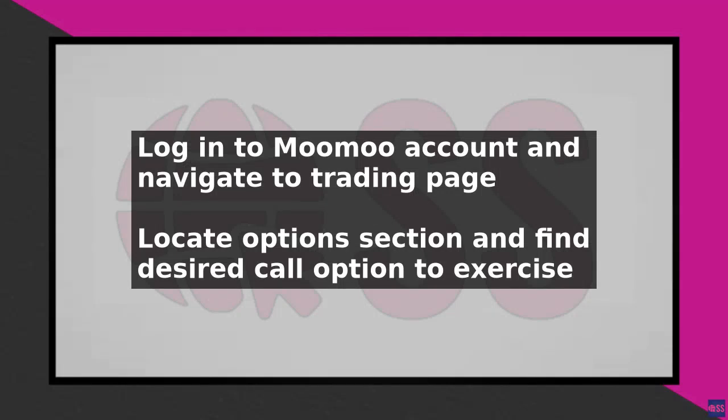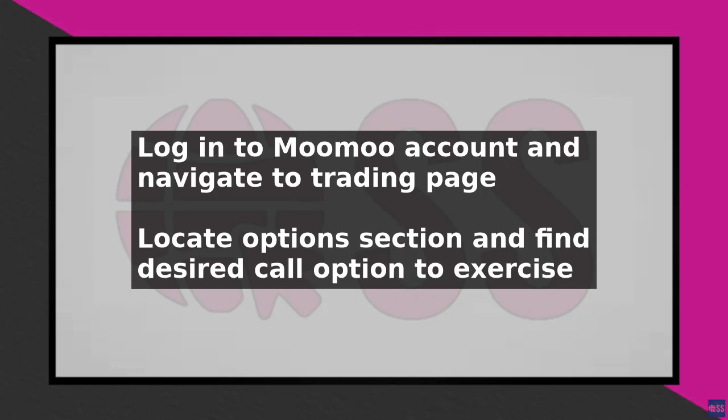To exercise a call option on Moomoo, you need to understand the basics of options trading and the platform's interface. A call option gives you the right to buy an underlying asset at a predetermined price, known as the strike price. First, log into your Moomoo account and navigate to the trading page.